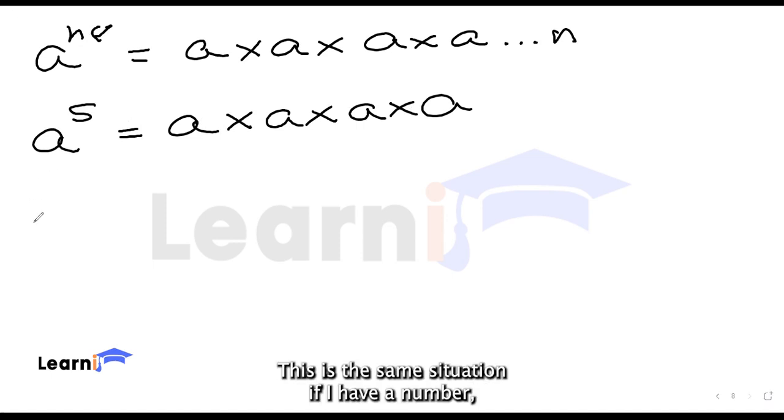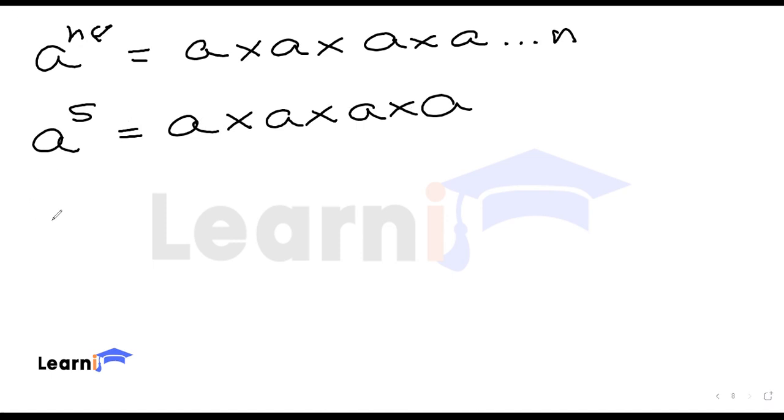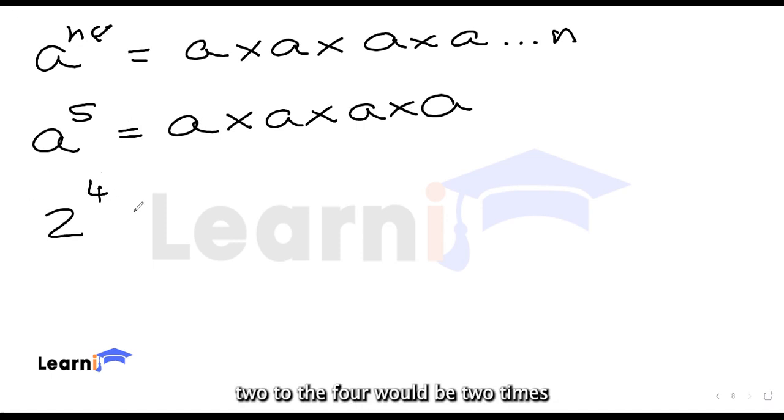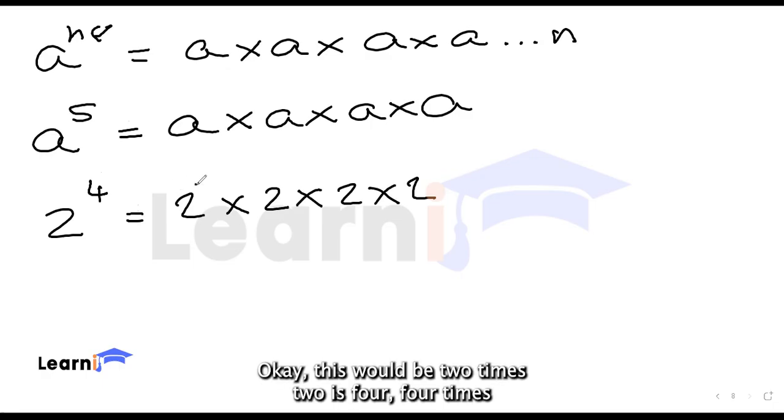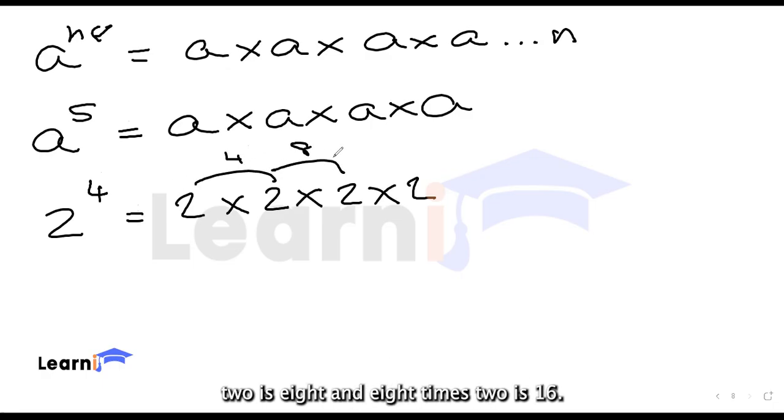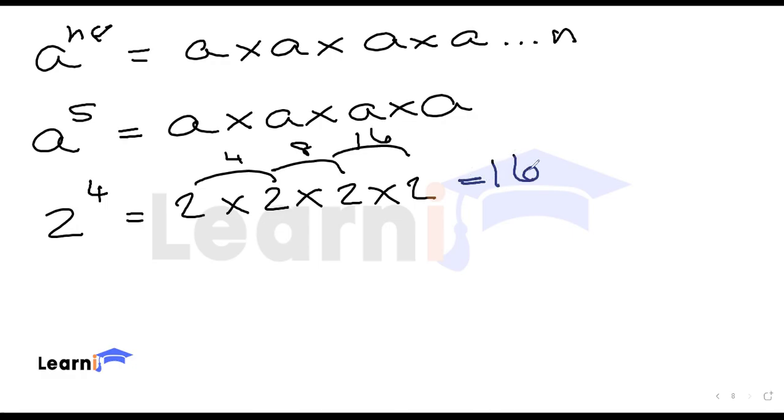This is the same situation if I have a number. 2 to the 4 would be 2 times 2 times 2 times 2. Okay, this would be 2 times 2 is 4, 4 times 2 is 8, and 8 times 2 is 16. So don't forget that.